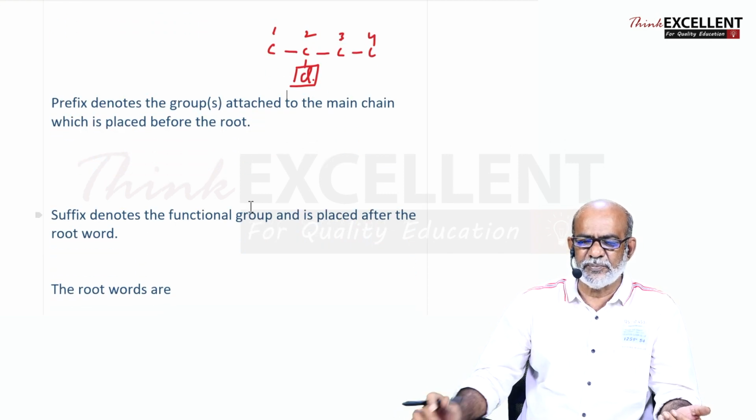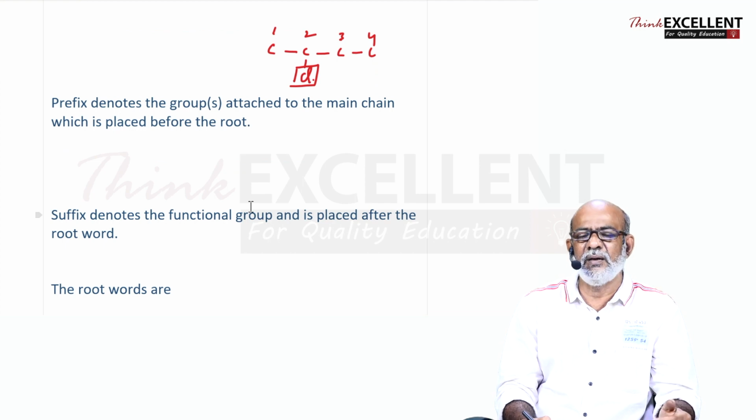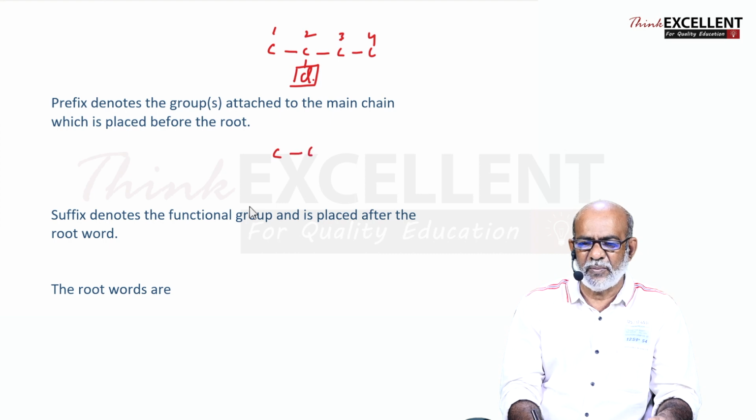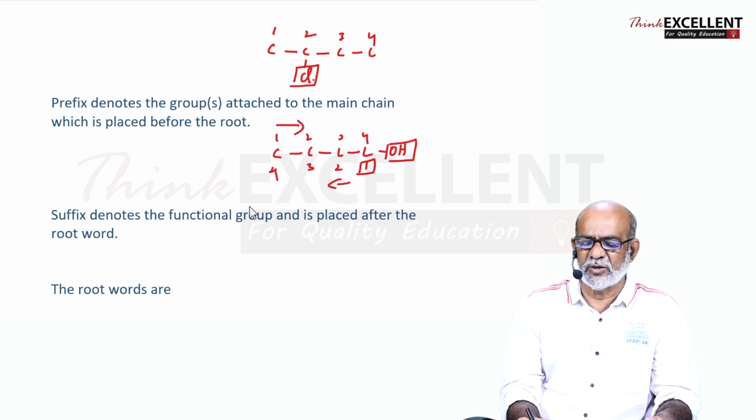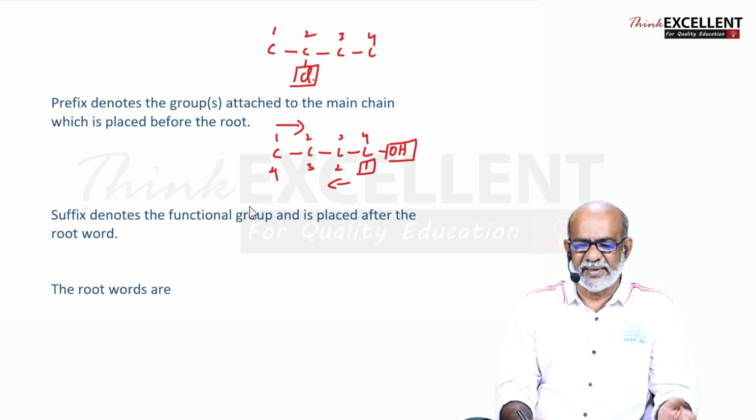Next, what is a suffix? The functional group present in the organic compound is called the suffix. For example, take the same 4 carbons, with OH, which is alcohol. Numbering 1, 2, 3, 4 from the right-hand side, the OH is on the first carbon; from the left-hand side, it would be the fourth carbon. We choose the least number, so the first carbon contains OH, that is alcohol, and this comes as the suffix.